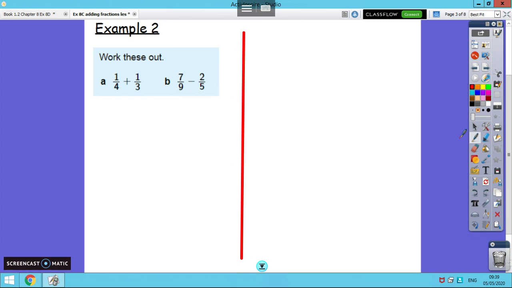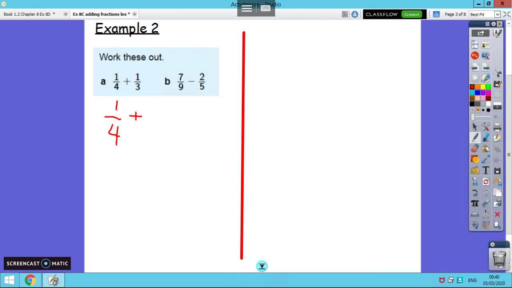Now, when it talks about finding a common denominator, basically what that means is you want to find the lowest common multiple of 4 and 3. In simpler terms, what you want to find is the lowest number that they both have in their times tables. So we need to think about what number is both in the 4 and the 3 times table and is the smallest number that they both have. Well, if we go through their times tables, 4, 8, 12, 16, 20, 3, 6, 9, 12, 15, we know that 12 has to be the lowest common multiple. It's the lowest number they both have. So let's get going with this question.